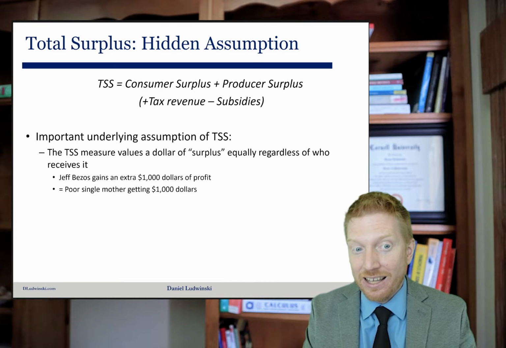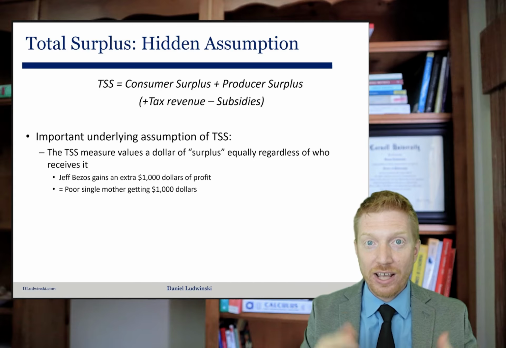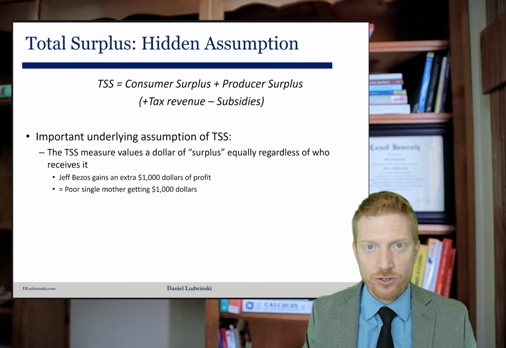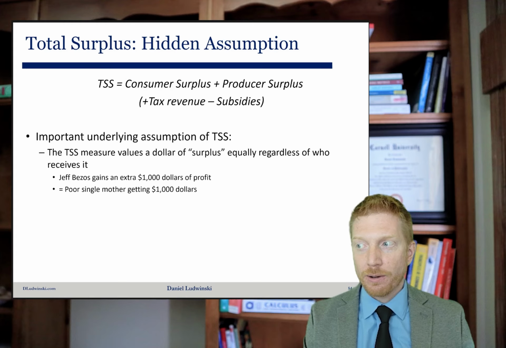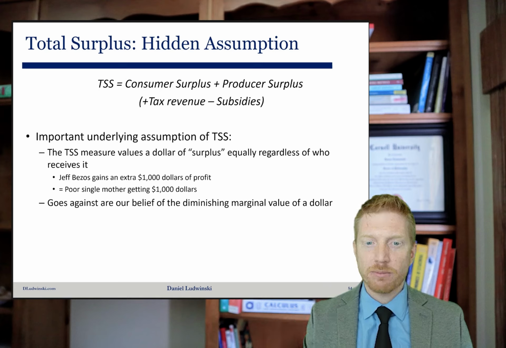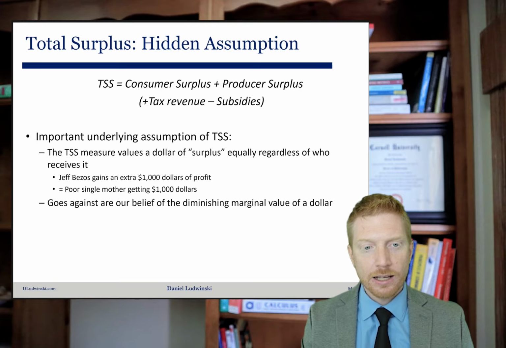And in fact, if Jeff Bezos got $1,001 richer and the single mother only got $1,000 poorer, total social surplus would increase. So this goes against our intuition and the economic belief that there is diminishing marginal value of dollars. As you have more money, an extra dollar is worth less.